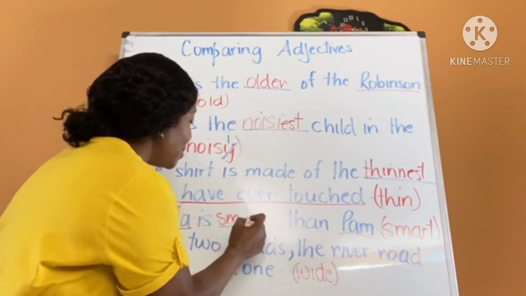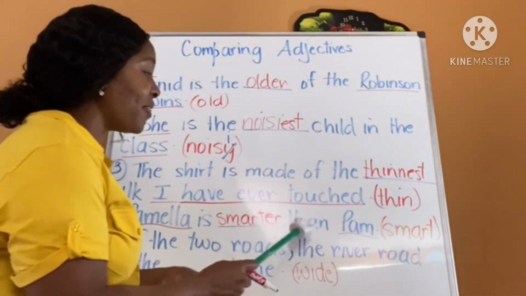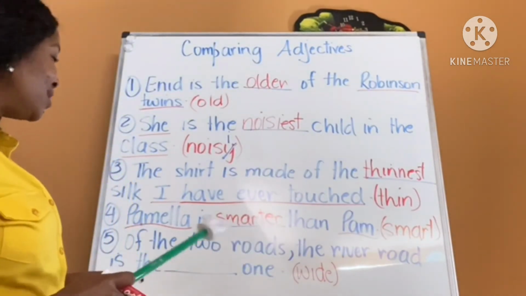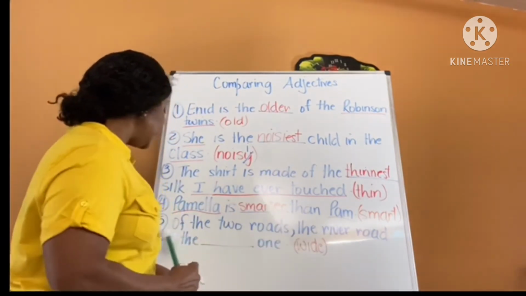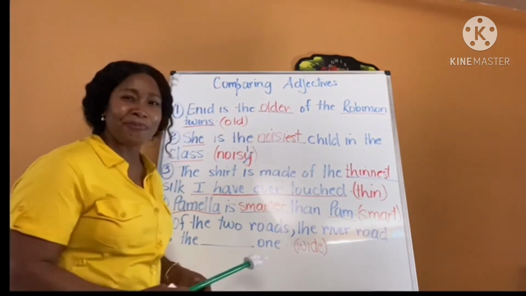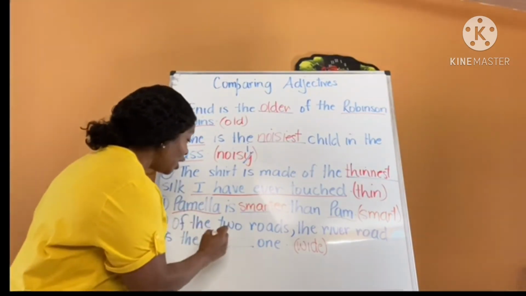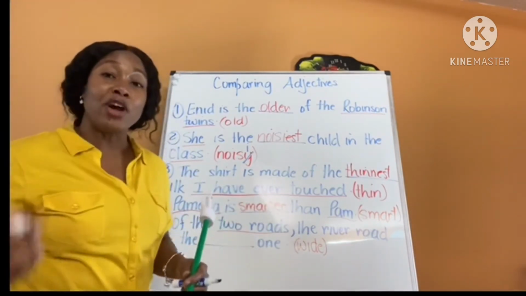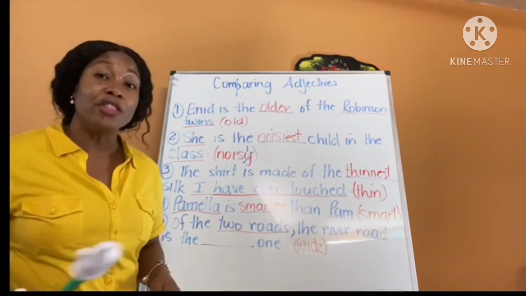So SMARTER. Pamela is smarter than Pam. 2 persons, comparative degree. Last one. Of the 2 roads, the river road is the blank one, and the adjective is wide. Now, how many roads are we comparing? It says of the 2 roads. So we're comparing one road to another. It's only 2 roads. So the river road is being compared to another road.